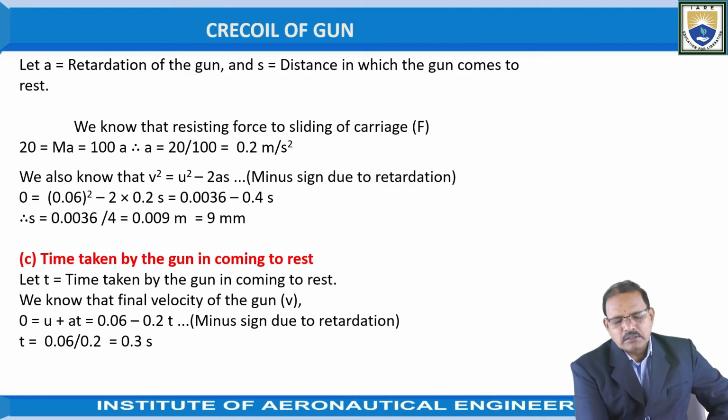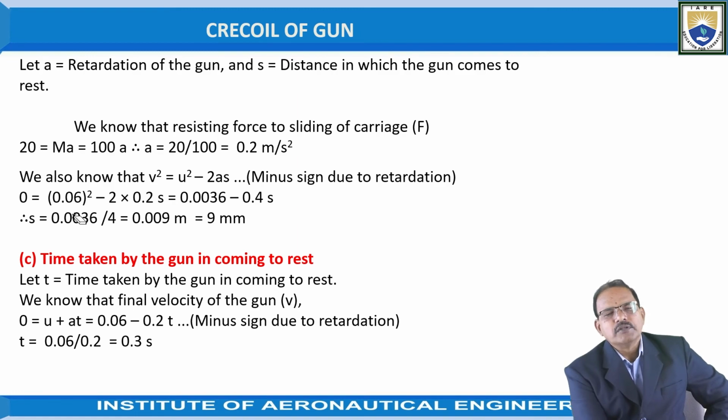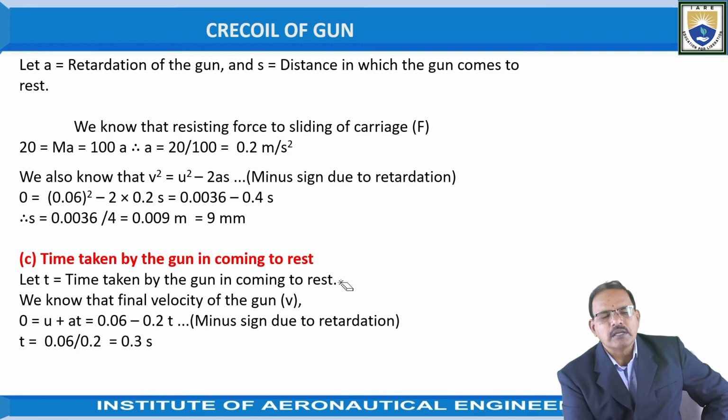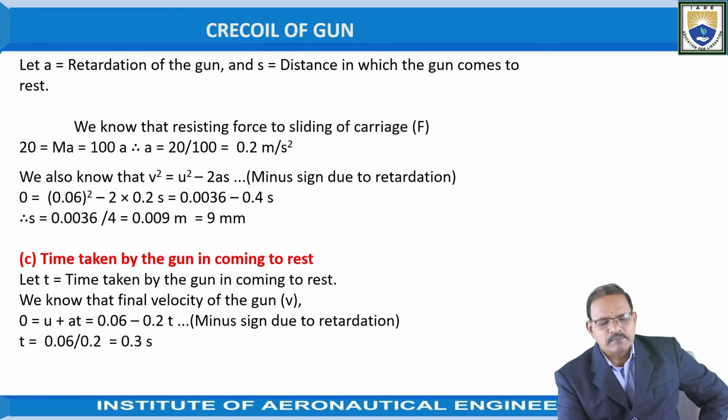So by applying all the values, V square is equal to 0, which is equal to U square, that is 0.06 whole square, minus 2AS, since A is a retardation, we have taken it with a negative sign. From this relation, S is equal to 0.0036 divided by 0.4, which is equal to 0.009 meters or 9 mm. That means it travels in the backward direction a distance of 9 mm before coming to rest.